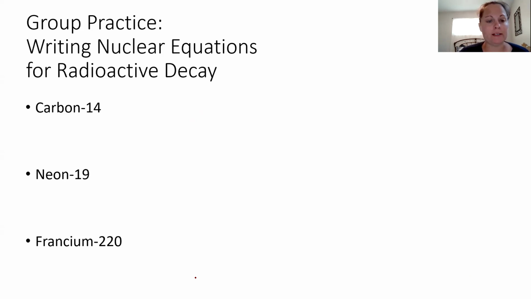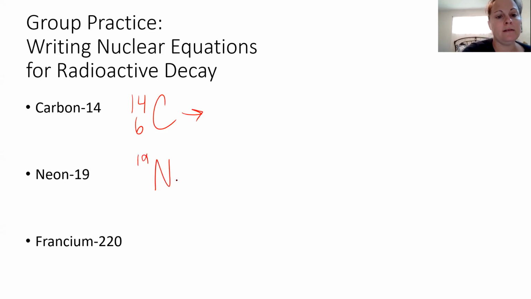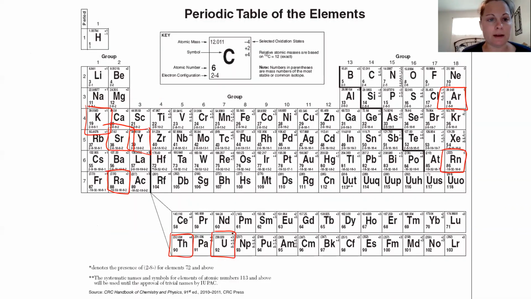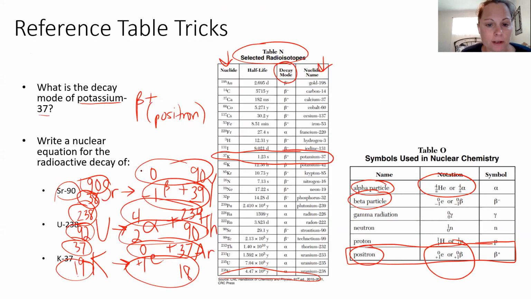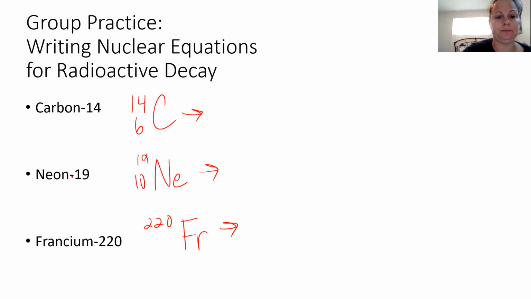Now you're probably unpaused. Hopefully you've given them a try. Carbon 14, neon 19, and francium 220. Neon has an atomic number of 10. And francium has an atomic number of 87. So check that you've started your equations correctly.